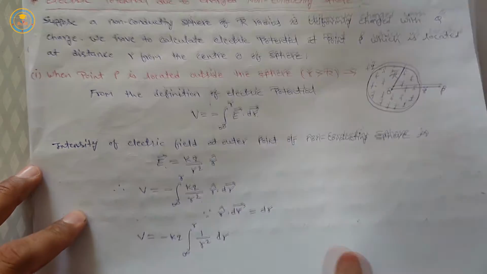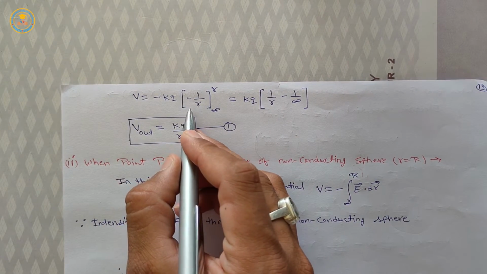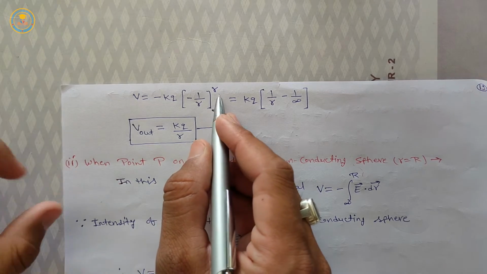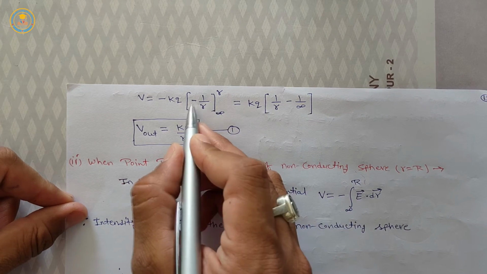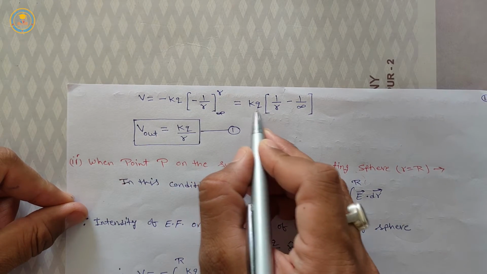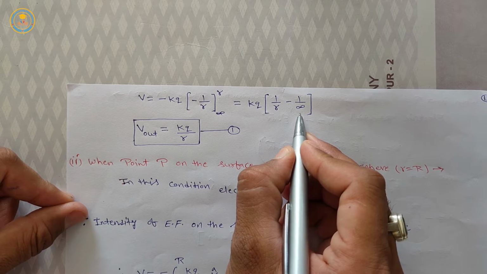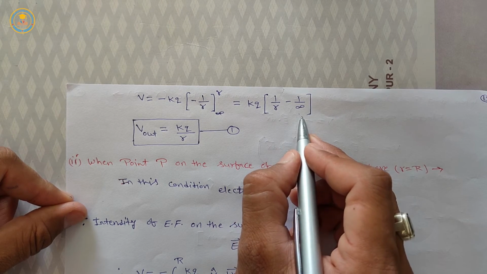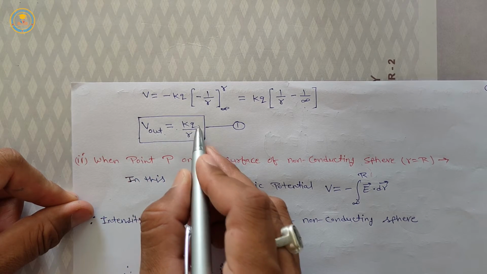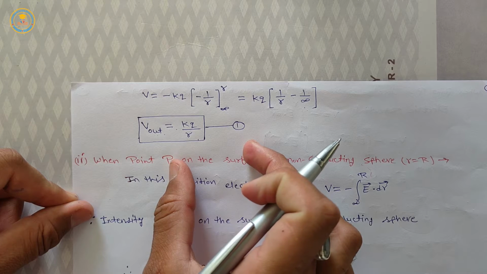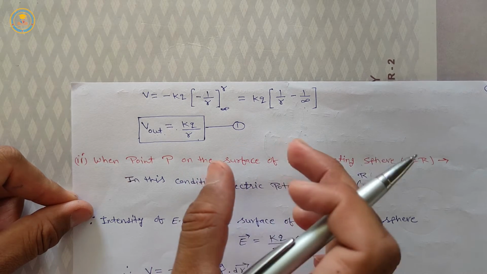Integrating this equation, we get V is equal to minus kQ times minus 1 upon r, from infinity to r. Put the limits, upper limit minus lower limit. So negative to negative positive, V is equal to kQ times 1 upon r, the upper limit, minus 1 upon infinity, the lower limit. The value of 1 upon infinity is equal to 0. So the electric potential at an outer point, V out, is equal to kQ upon r. This equation represents the electric potential at an outer point of a non-conducting sphere.